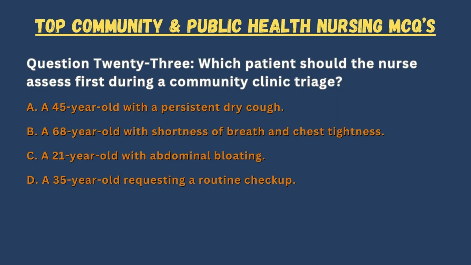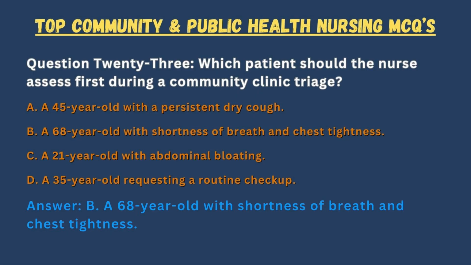Question 23. Which patient should the nurse assess first during a community clinic triage? A. A 45-year-old with a persistent dry cough. B. A 68-year-old with shortness of breath and chest tightness. C. A 21-year-old with abdominal bloating. D. A 35-year-old requesting a routine checkup. Answer: B. A 68-year-old with shortness of breath and chest tightness.